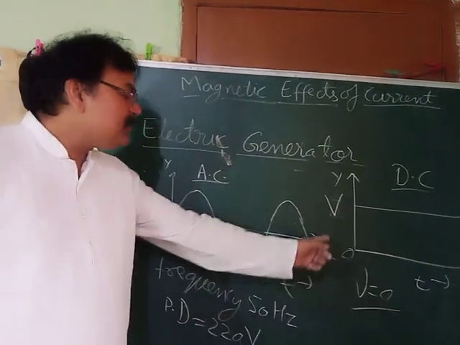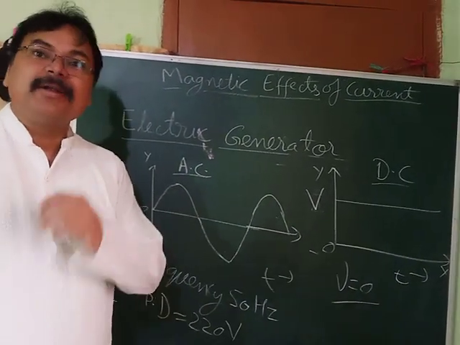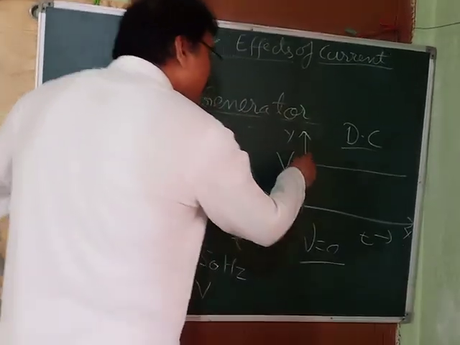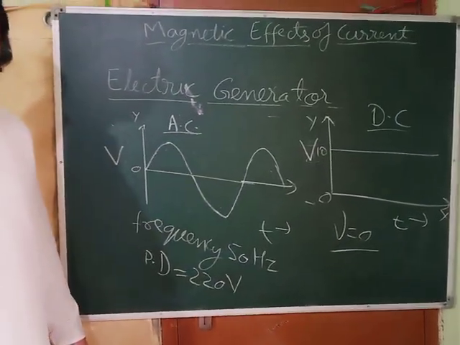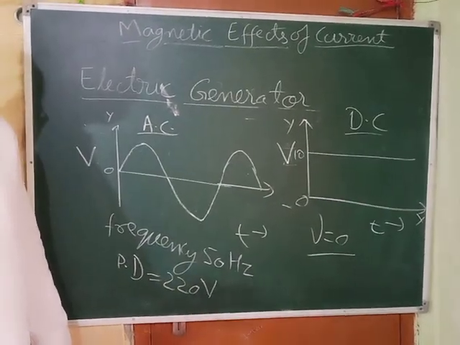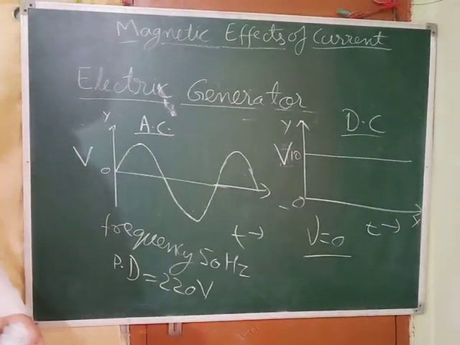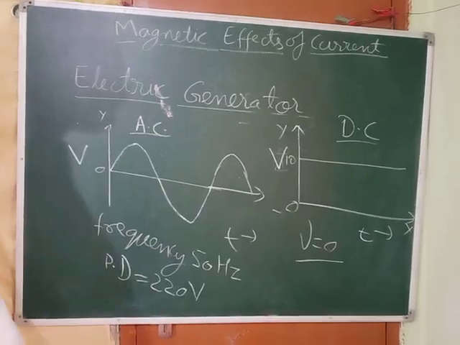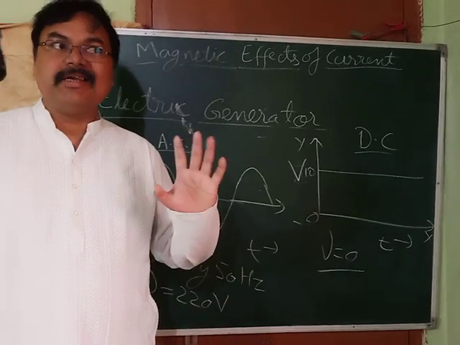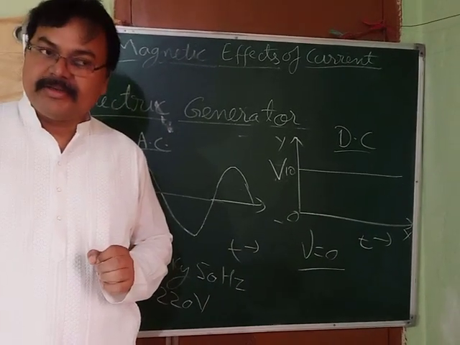But in case of DC, you cannot do that. If it is, suppose, 10 volt, then you will have to utilize 10 volt only. It cannot be changed. Getting my point? So that's why AC is preferred. Now, some disadvantages of AC over DC.